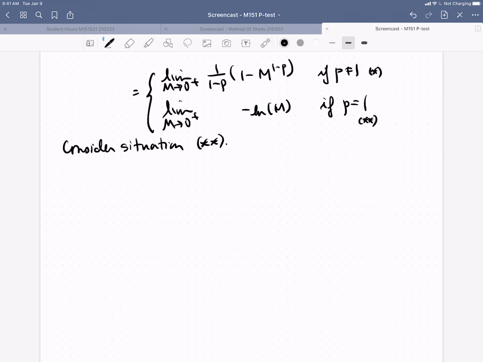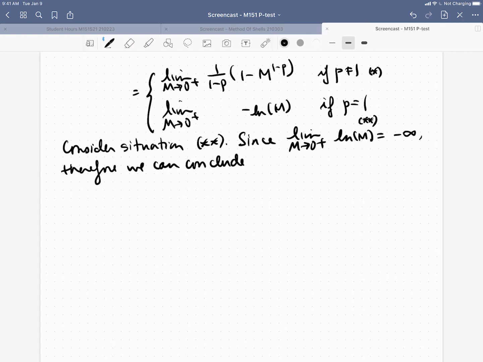So situation double asterisk. We know the log function is unbounded near 0. So as m goes to 0 from above, the natural log of m is going to negative infinity. So this expression is growing without bound. So therefore we can conclude that the improper integral diverges.